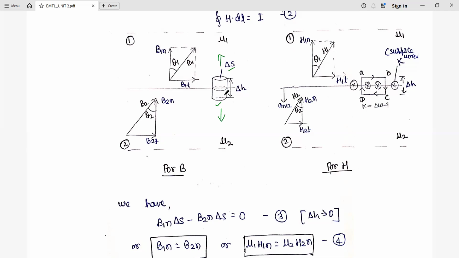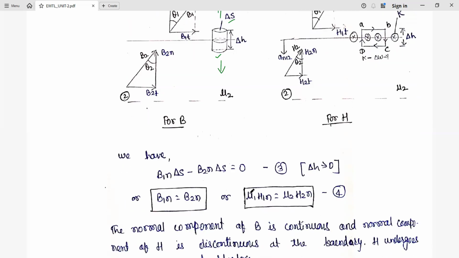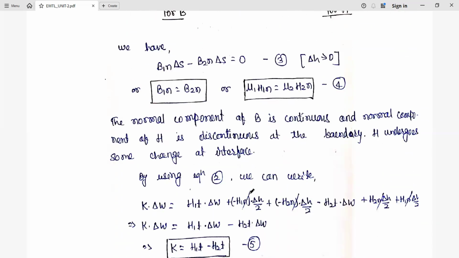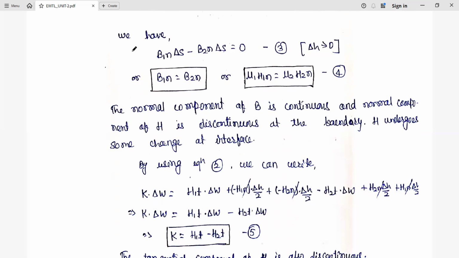One is upwards, one is downwards. Okay. So finally, at the interface, we have B1 · dS minus B2 · dS equal to 0. And here we are assuming that this height is almost 0. Not 0, but almost 0. So finally, on the basis of that, here dS will take this side.